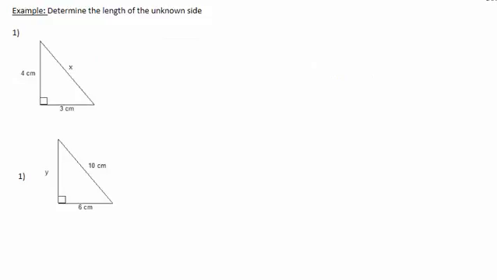Now that we know our Pythagorean theorem, which again is a squared plus b squared equals c squared, let's work on some examples. So example 1, determine the length of the unknown side. So here's the unknown side. The first thing we need to realize is it's a right triangle, meaning we can use this Pythagorean theorem. So our unknown side is x, so we can plug that in for c.